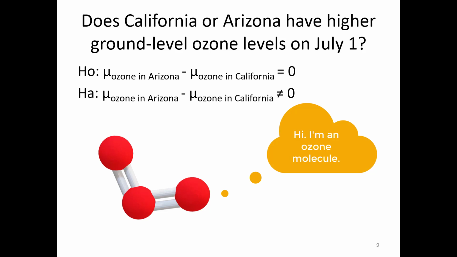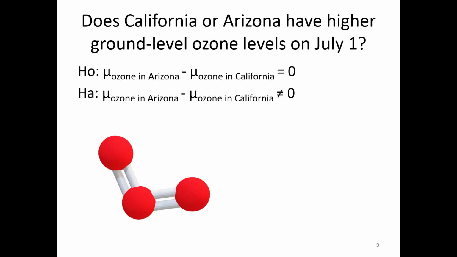So we set up, first thing always, a priori, set up our hypotheses. I am not presupposing that Arizona's ozone will be higher than California, so I'm going to do a two-sided test. So our null is that the mean ozone in Arizona minus mean ozone in California is equal to 0. And the alternative is that the mu ozone in Arizona minus mu ozone in California is not equal to 0. So a two-sided test.